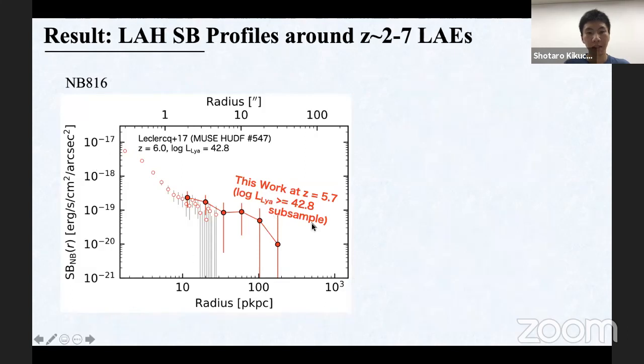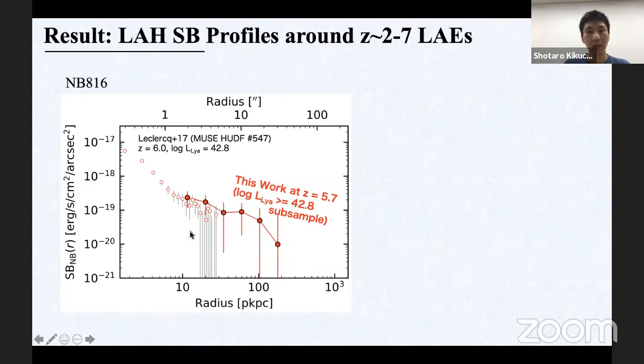This figure compares our result at redshift 5.7 to the previous results from Leclercq et al. 2017, who detected Lyman-alpha emitters in the Hubble Ultra Deep Field with VLT MUSE. In order to do a fair comparison, we constructed a subsample whose Lyman-alpha luminosity is in this range to match the Lyman-alpha luminosity of this object. You can see that our profiles are smoothly connected to the inner profile around these regions.